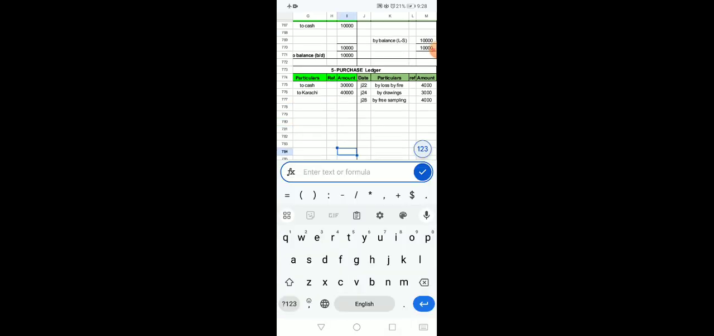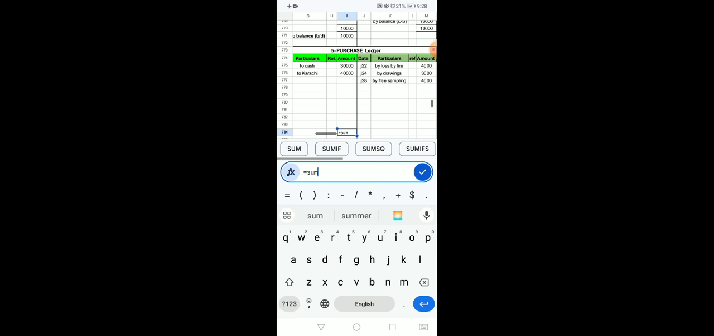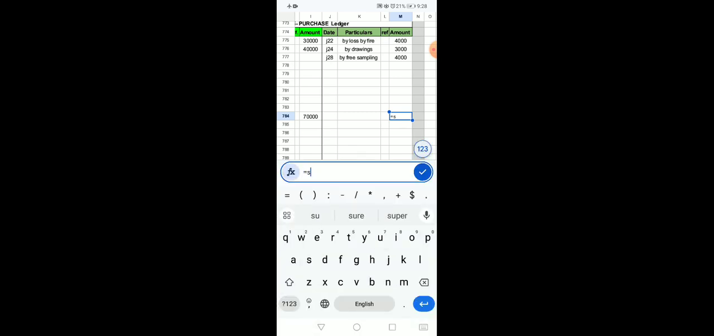It's time to balance it. First step, take the sum of both sides, debit and credit. Here there are two amounts. I will take help from Excel to calculate the sum of the debit side. It is 70,000. Now you will be calculating the sum of the credit side as well. With help from Excel, the sum here is 11,000.